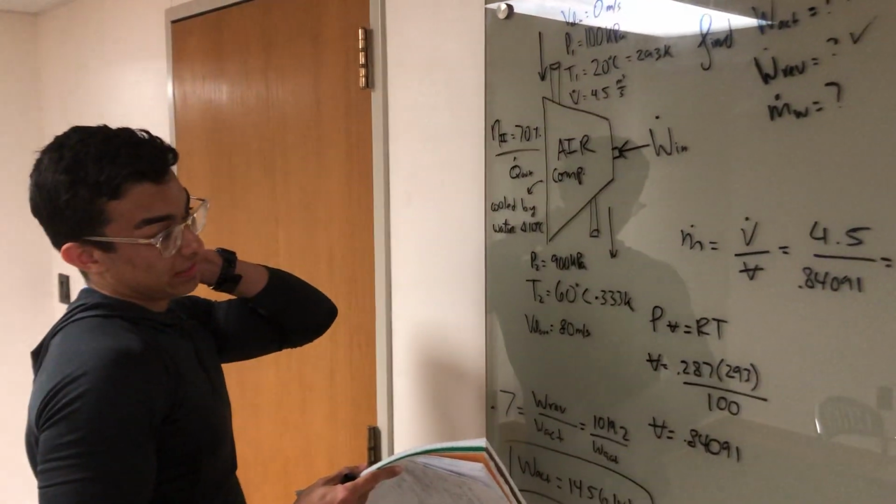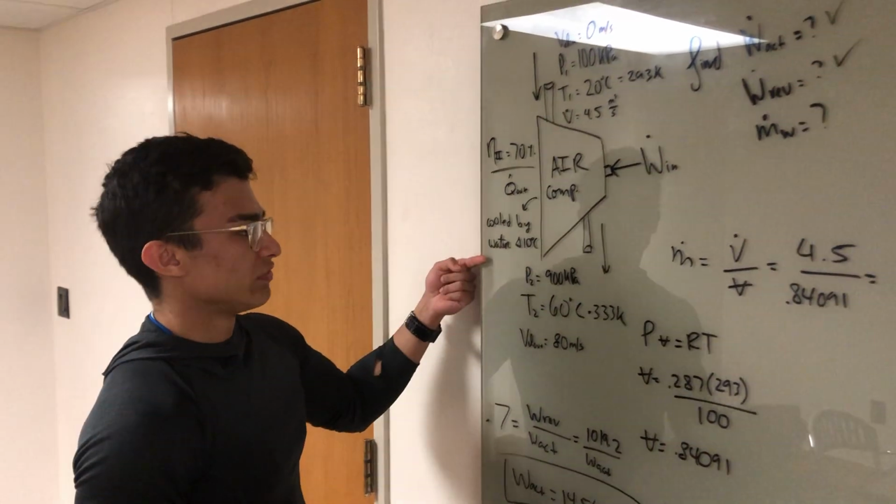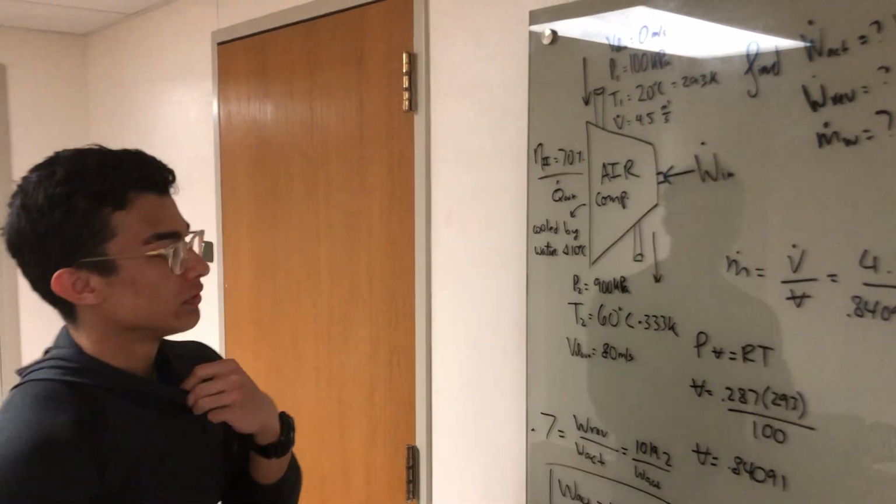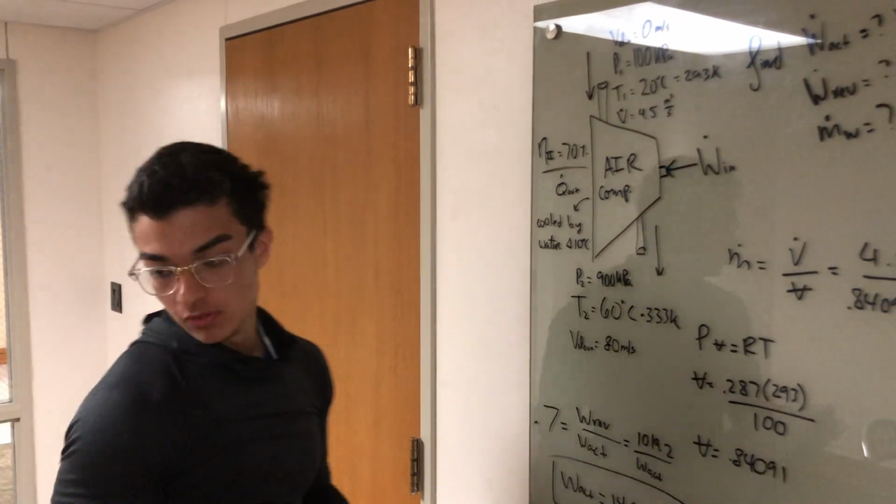So now things are going to get a little tricky because we want to find the mass flow rate of the water. So we're going to have to use the equations we were given here. So let me erase some of this.